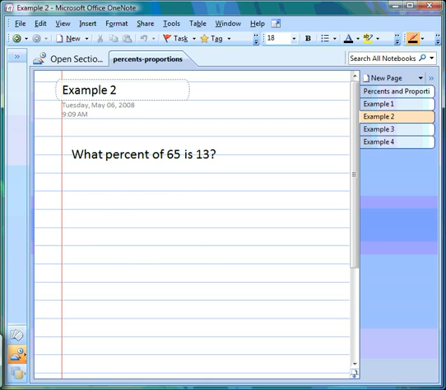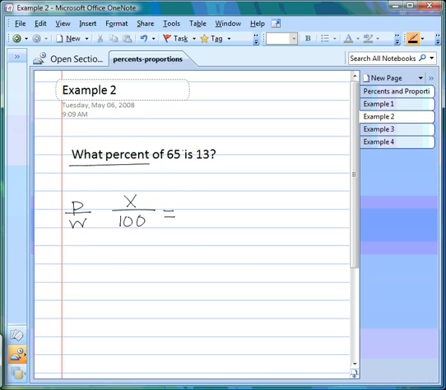Our second example doesn't give us a percent. It says, what percent? Notice the question is asking for the percent. So that means if we have the part on the top and the whole on the bottom, we know a percent is always out of 100, but we don't know what percent they're talking about. They're asking what percent. So our variable goes over here.